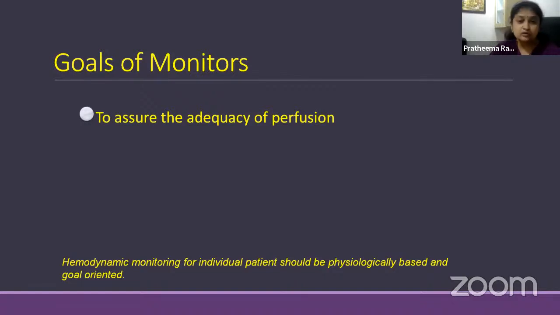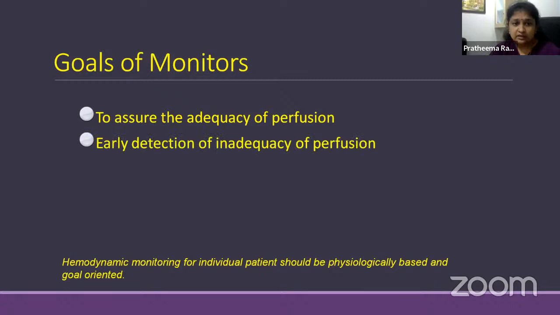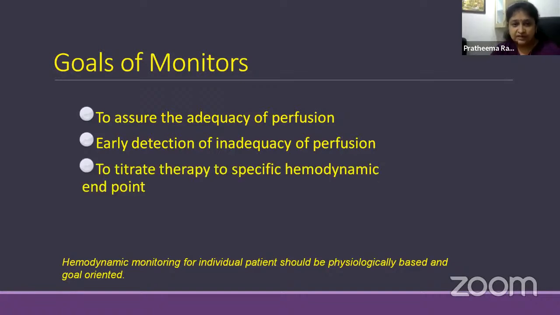So we need to look into the adequacy of perfusion. Is the blood getting perfused well? And if there is any inadequacy, the monitors need to tell us or alert us in an early way so that we can act upon it and prevent further deterioration. And if we are alerted, we give some intervention. So we assess and we intervene. Okay, we are intervening. How much should we intervene? Is there any measure? That is a titration.